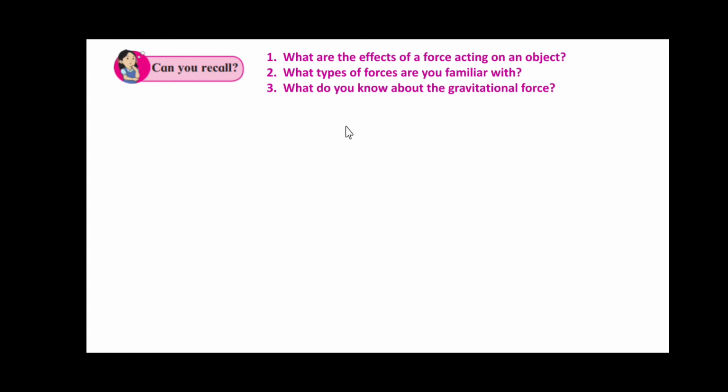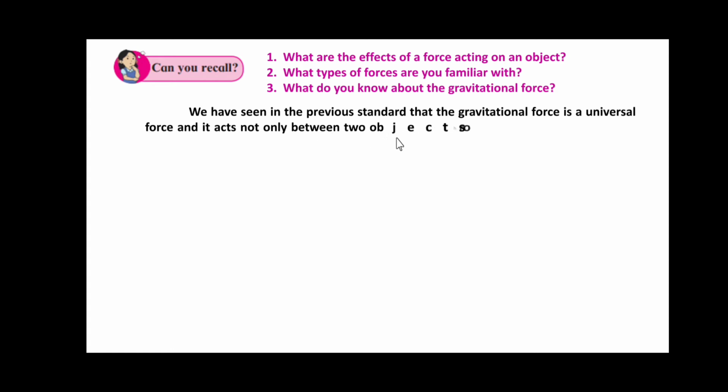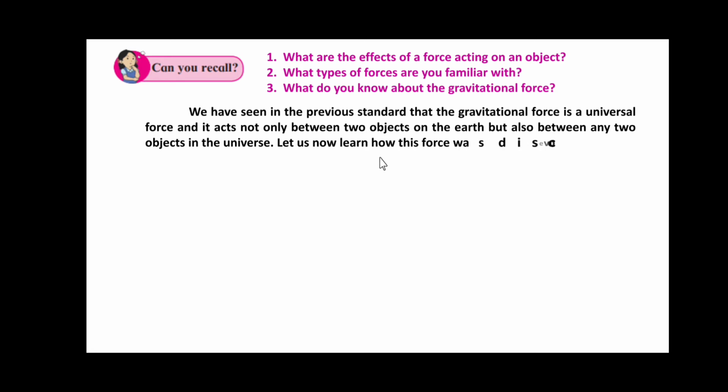So these are the simple things that we must have already learned and must recall before starting this topic. We have discussed all these things in the previous standards. That is, gravitational force is a universal force and it acts not only between two objects on the earth, but also between any two objects in the universe. Let us now learn how this force was discovered.